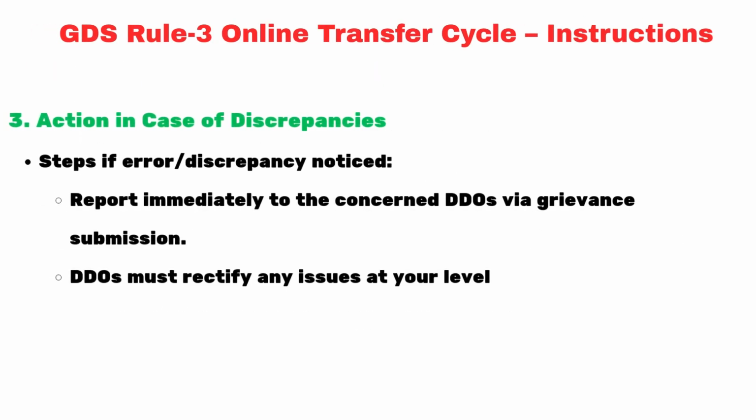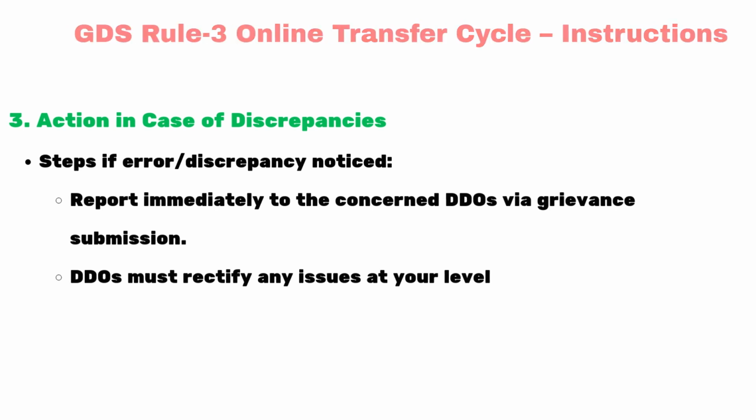Action in case of discrepancies. Steps if an error or discrepancy is noticed: report immediately to the concerned DDOs via grievance submission. DDOs must rectify any issues at their level.